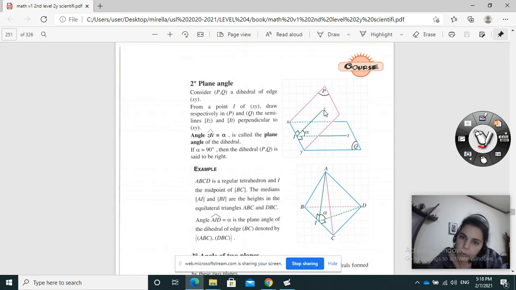That's it. I will draw the first line perpendicular to the first intersection, and the second line in the second plane perpendicular to the intersection. The angle between those two lines, which are perpendicular to the intersection of the two semi-planes, is the angle between the two planes. This is called the dihedral.